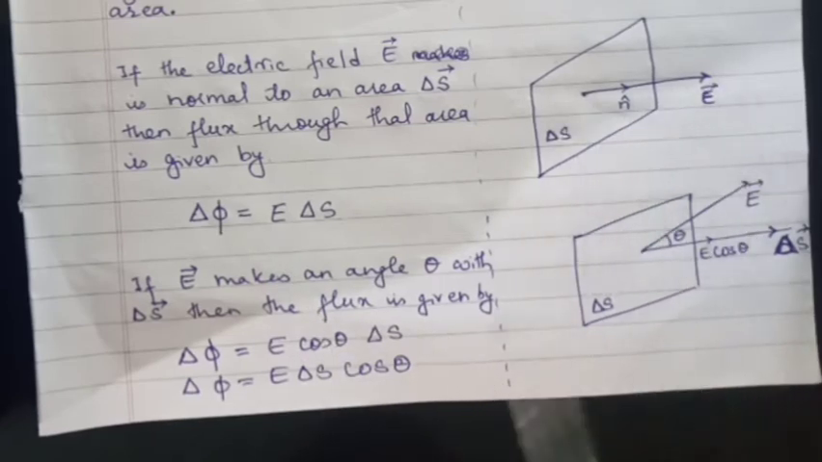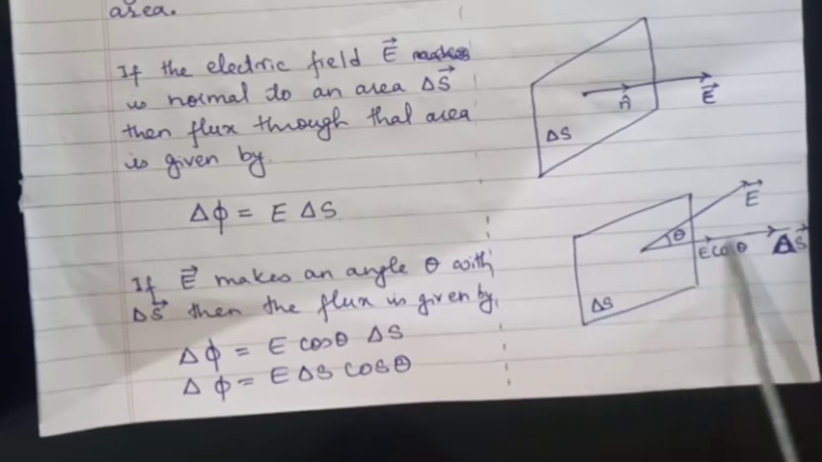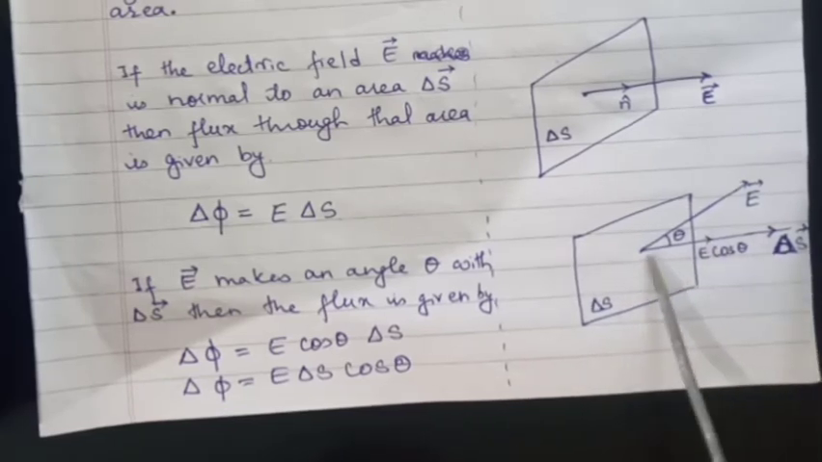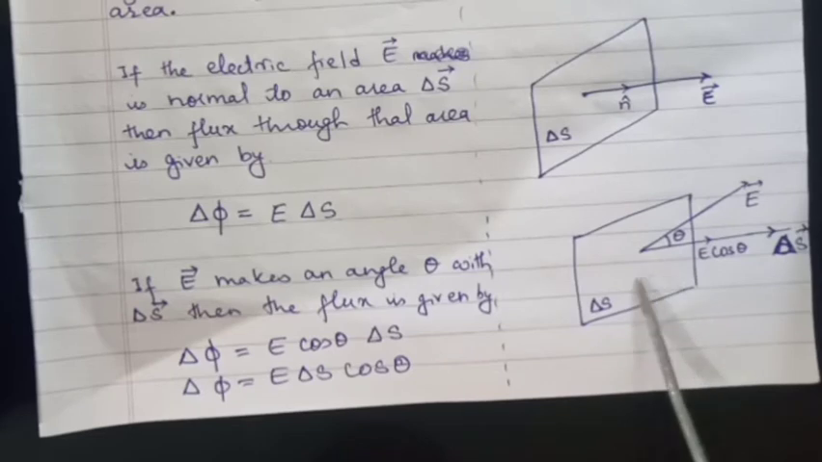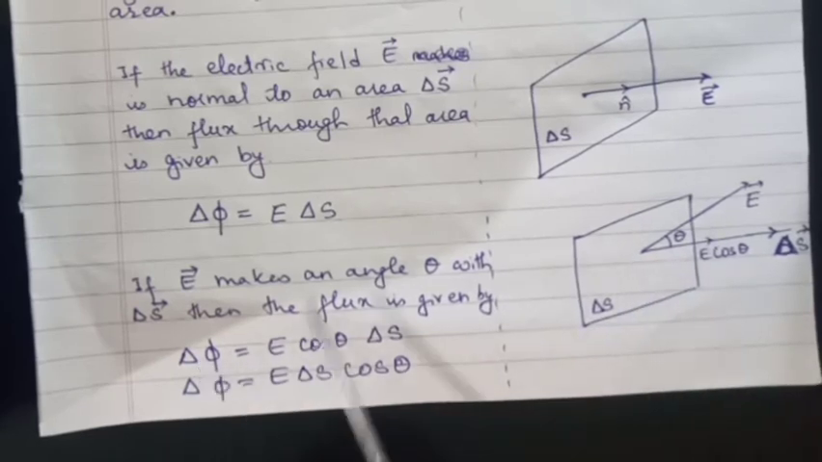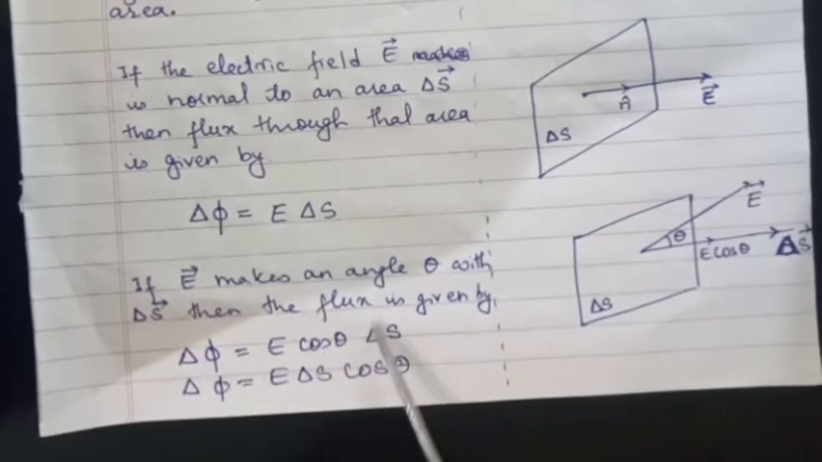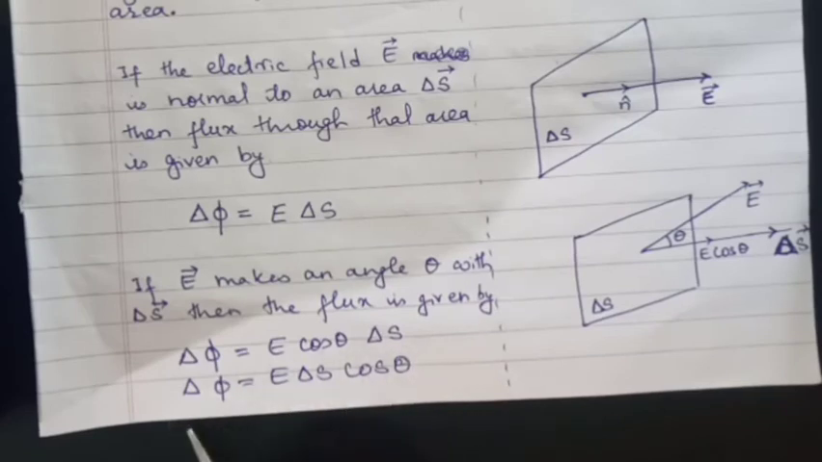Out here we have normal, but out here we had some angle. So that's why I have resolved this into the component which is passing normally through this surface. So instead of E, I'll write E cos theta, and this is delta S. So this is the formula for the flux if electric field is not normal to the surface. So flux is equal to E delta S cos theta.